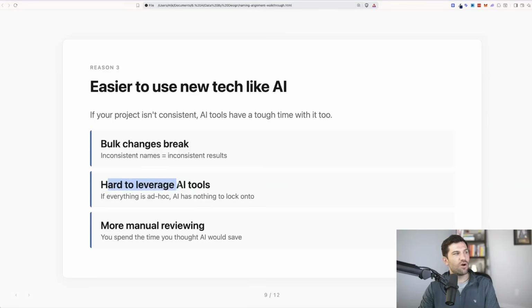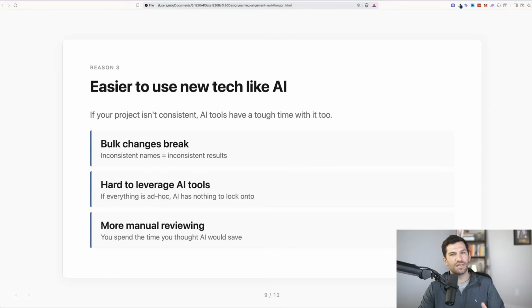So we skipped over this one. Hard to leverage AI tools, just generally speaking. If everything is ad hoc, AI has nothing to lock onto. Like I said before, AI wants to have some sort of instruction. It wants clarity on what to do, and then it can just really run through it very quickly. If not, it's going to make its own interpretation, still go through it very quickly, but then you're going to spend all the time double checking if it's right. And at that point, you may not even know if it's right or what to say. You'll just agree with whatever it tells you. And that's just a recipe for more chaos in a project. So you definitely want to be responsible with this and have a strategy in place.